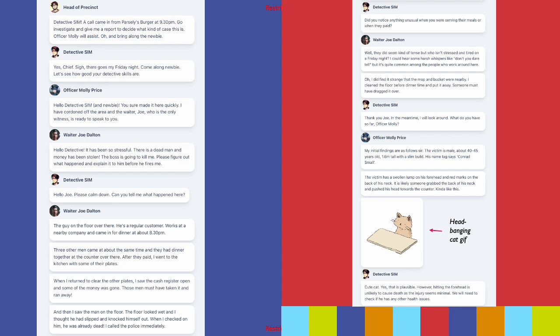The guy on the floor over there. He's a regular customer. Works at a nearby company and came in for dinner at about 8:30 p.m. 3 other men came at about the same time and they had dinner together at the counter over there. After they paid, I went to the kitchen with some of their plates. When I returned to clear the other plates, I saw the cash register open and some of the money was gone. Those men must have taken it and ran away.